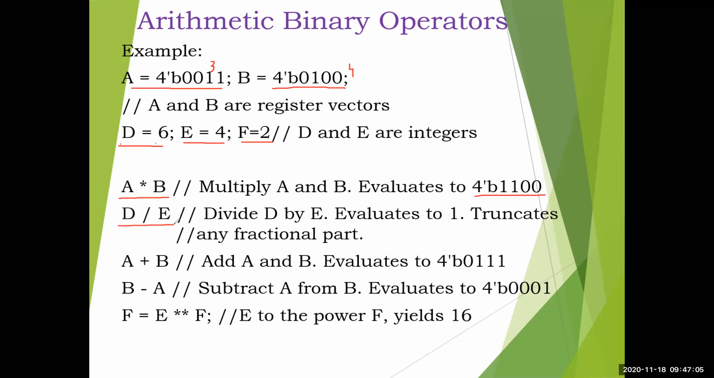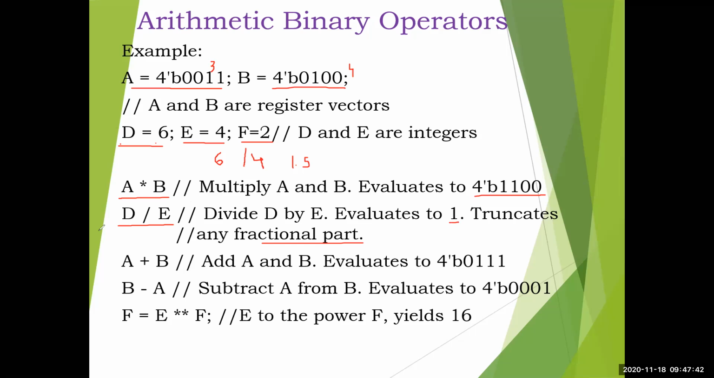Then D divided by E. D is 6, E is 4. So 6 divided by 4. Only the quotient will be kept, not the remainder. 4 ones are 4, so 2 is the remainder here, and that 1 will be stored. So D divided by E evaluates to 1. In case you have a fractional value, 4 5s are 20, so 1.5 will come. The 0.5 will be truncated, as the division truncates any fractional part. It will store only 1 as the result.